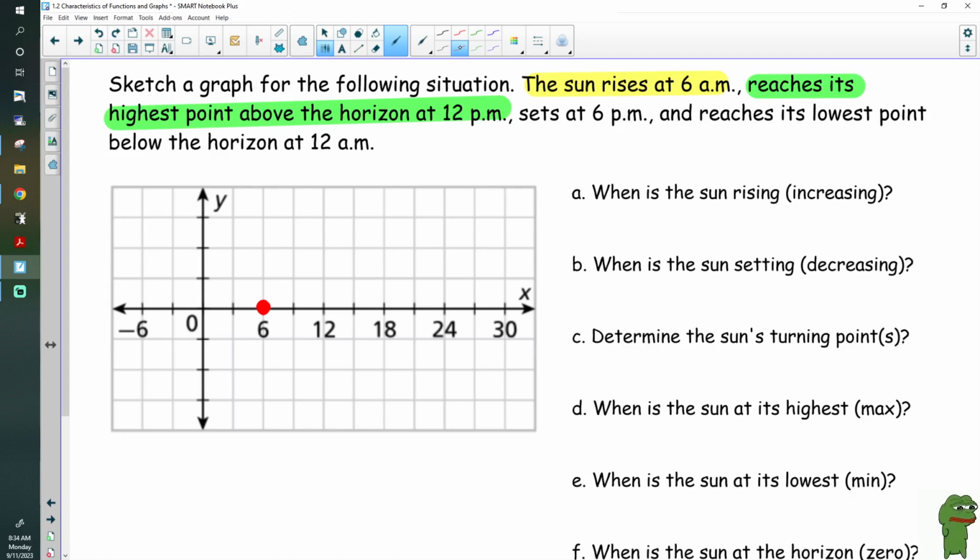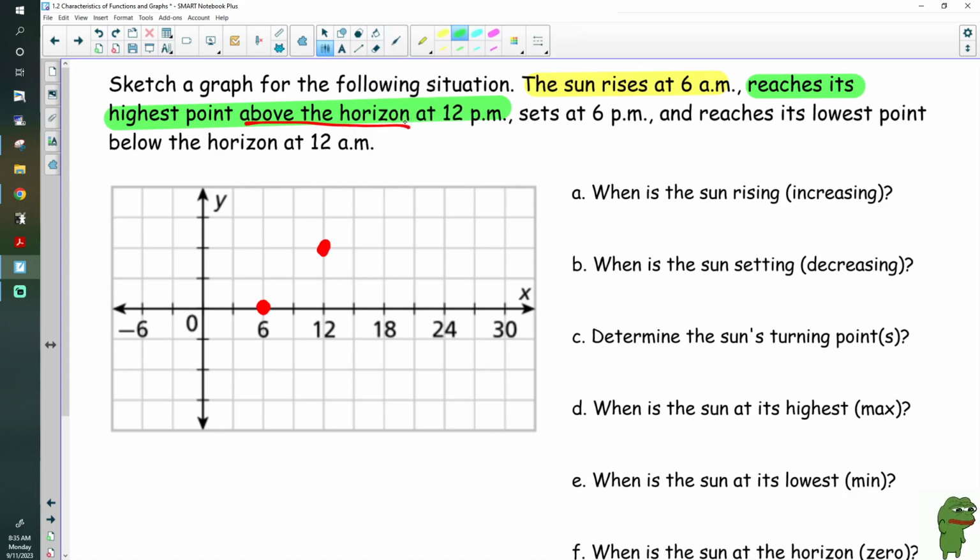Do we know how high it goes? It doesn't say, but we do know that it's going to be above the horizon. So the only wrong answer would be to either put it on 12 or below it. So as long as you go above it, we're following the story. So I'm just going to go 2 boxes up. You can go 3, you can go 1, you can go 4. It doesn't matter as long as your sun is above the horizon at 12.